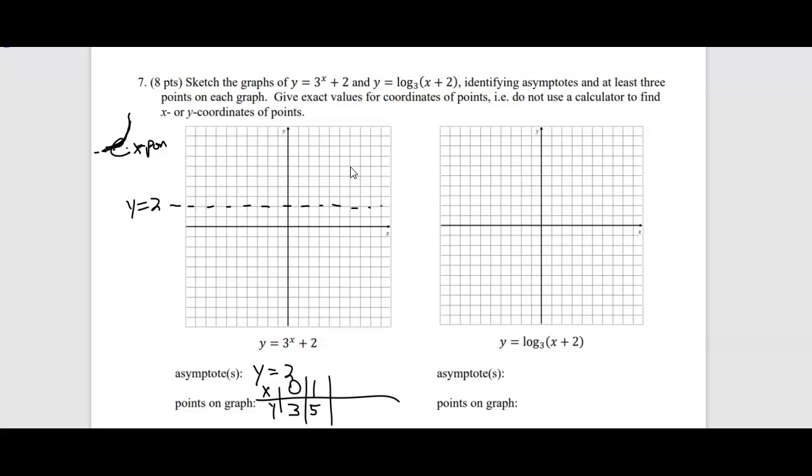And let's see, 2 might be too big. Maybe we do negative 1. Negative 1, 3 to the negative 1 is 1/3. 2 plus 1/3, 2 and 1/3. This should be enough for us to graph this. So we have 0 and 3, 1 and 5, negative 1, and 2 and 1/3.